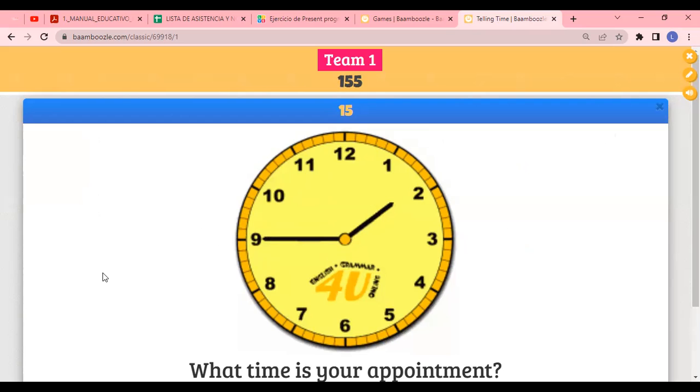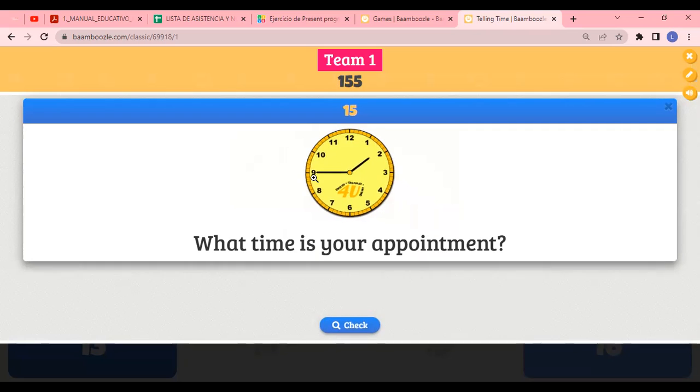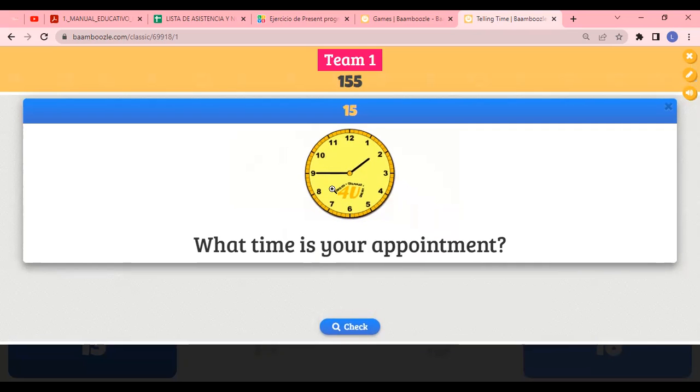2:15 or 2:45. I'm sorry, Miss. I cannot hear you. Casi no le escucho, Miss. Las 2:45 o 15 para las. I'm sorry. La 1:45 sería o 15 para las 2. Which one do you want to use? Ajá, 1:45.